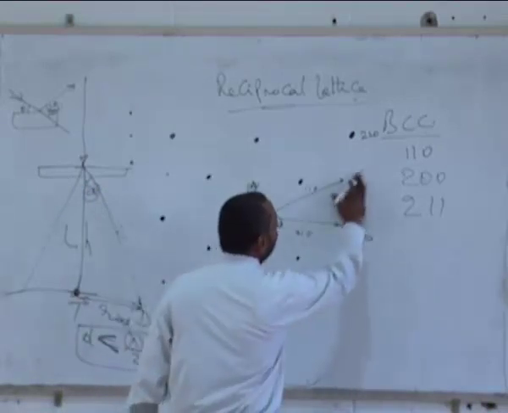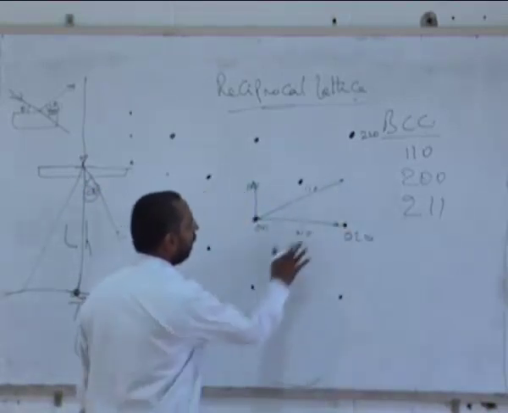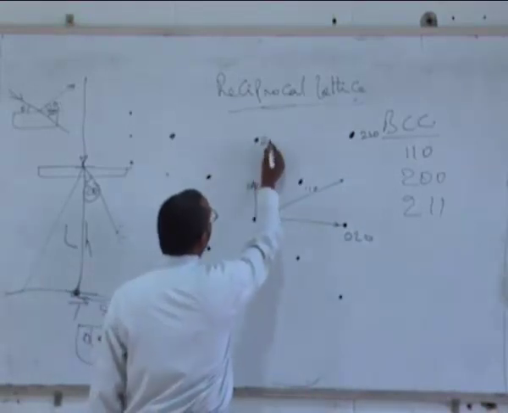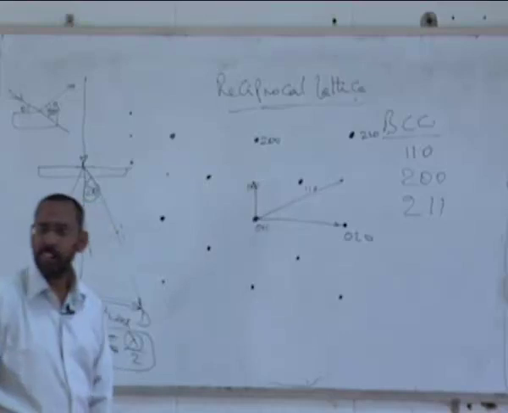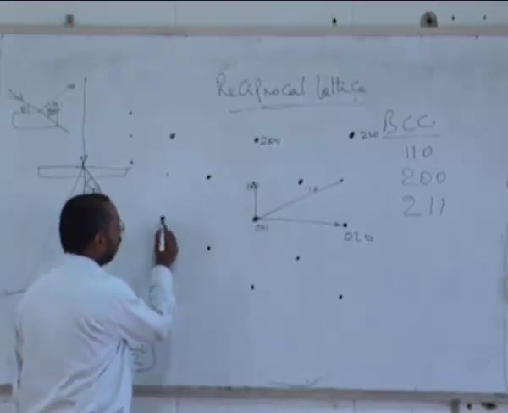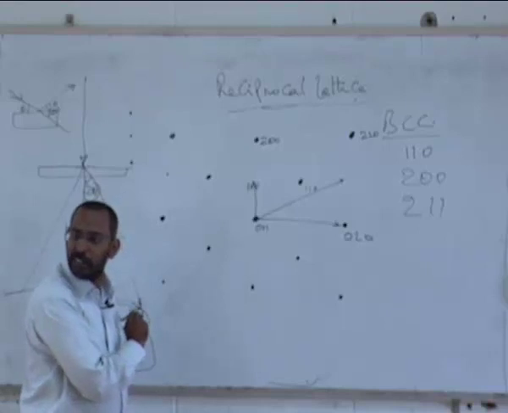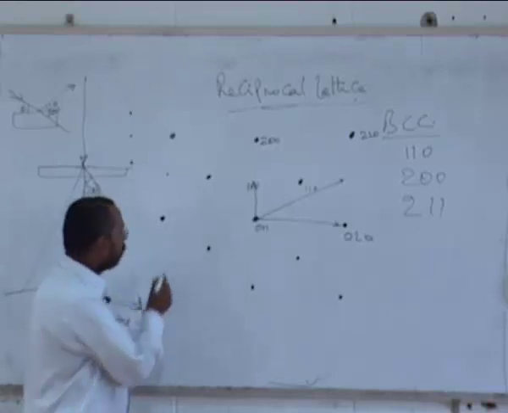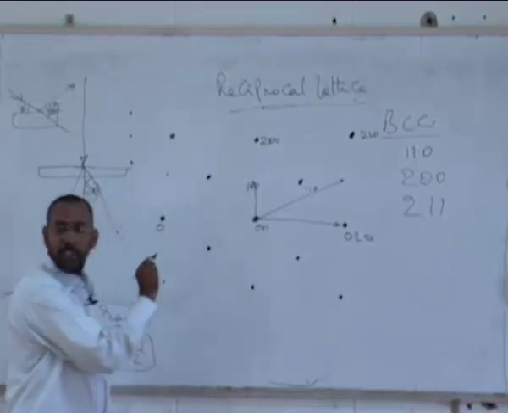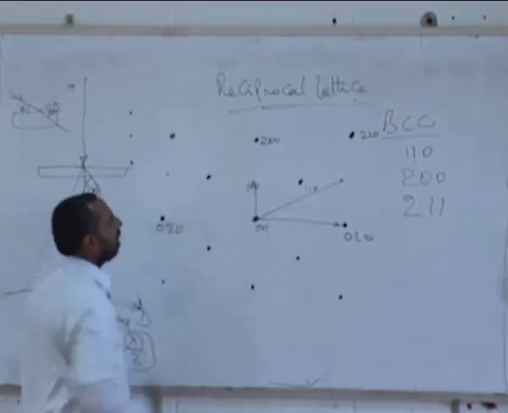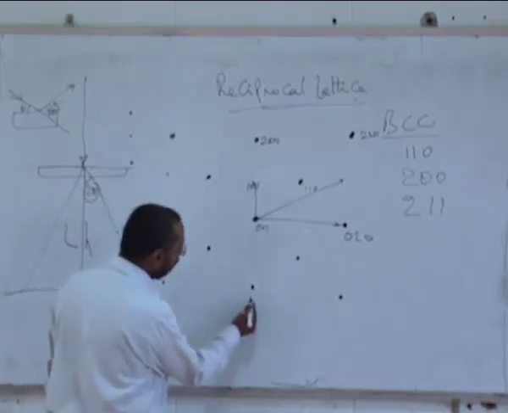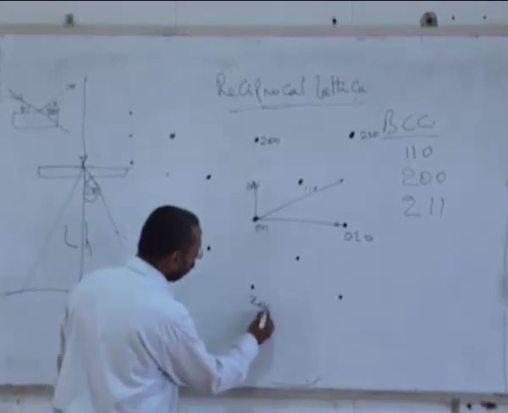This does not exist. Forget it. This also does not exist. And what will be this? This is 200. Right? And what is this? 0, 2 bar, 0. Correct. And then can somebody tell me this? 2 bar, 0, 0. Perfect.